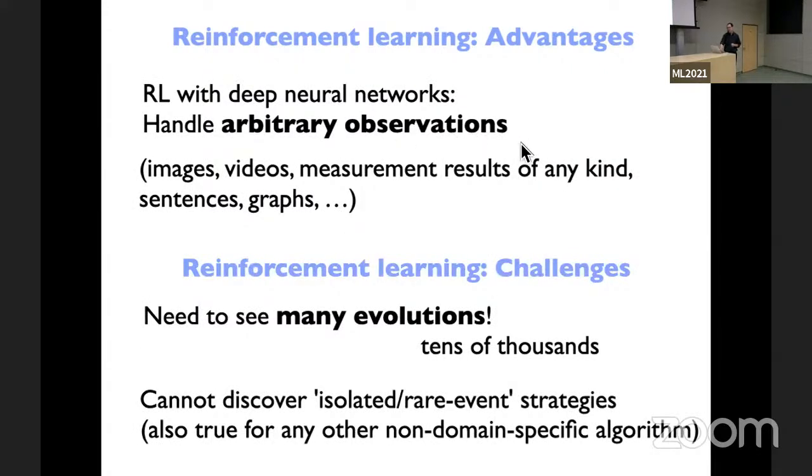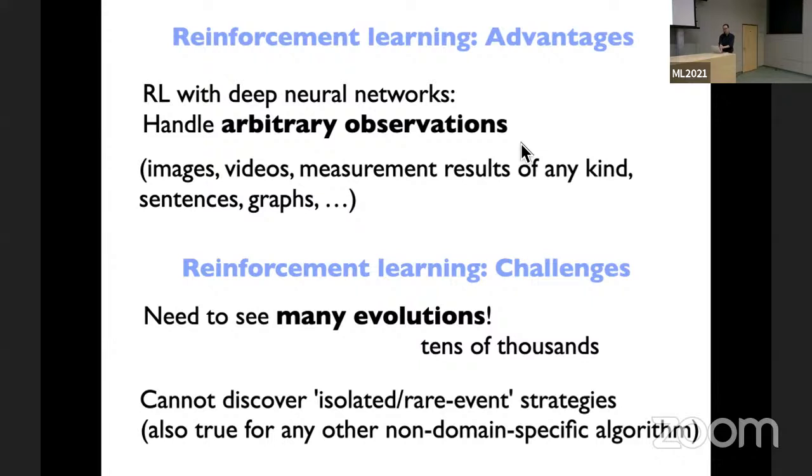And then finally, of course, you can easily plug in deep neural networks. That's another huge benefit, because in particular, you can handle arbitrary observations. We saw you can handle images, videos, measurement sequences of any kind, more complicated things. So that's very useful. And you can play around with your network structure and use all the things that are already so useful in supervised learning here as well.